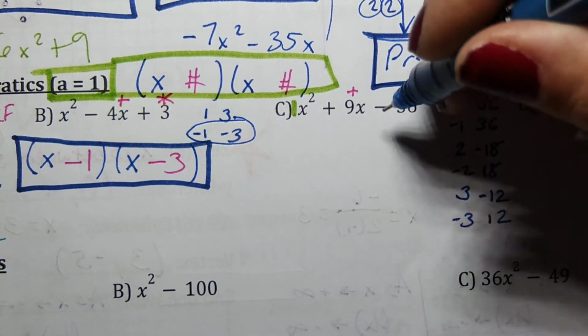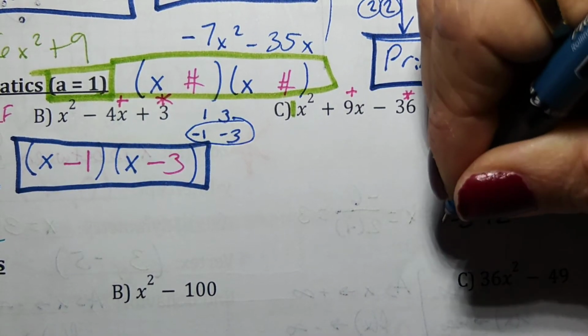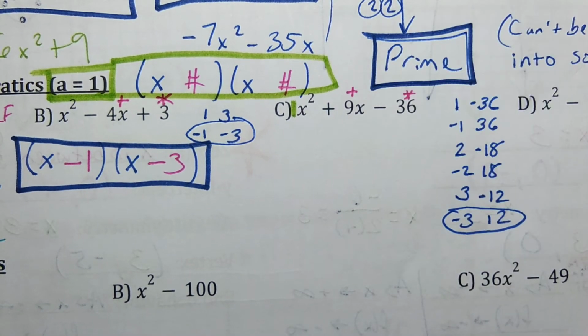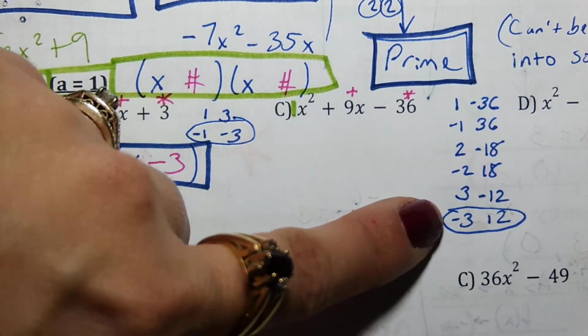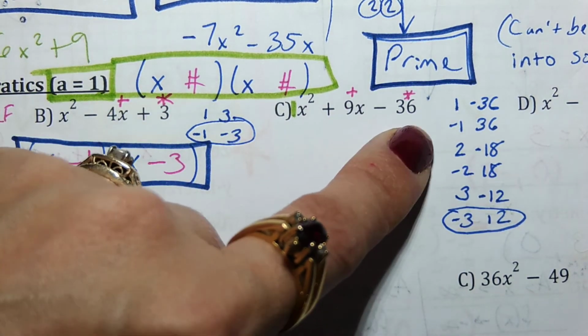Which pair will give me a sum of positive 9? We need the 12 to be positive and the 3 to be negative. Now, if those ones didn't work, then we try dividing by 4, 4 and 9. Then we try dividing by 5, which doesn't work.